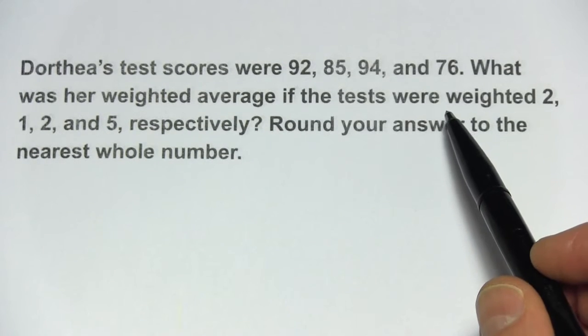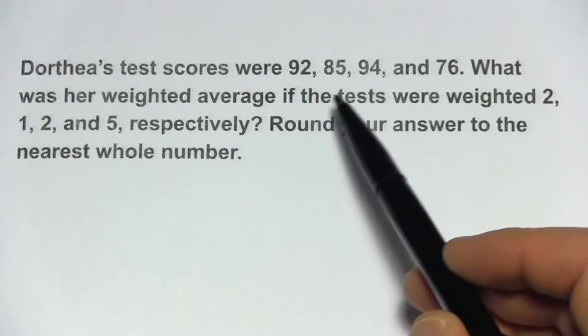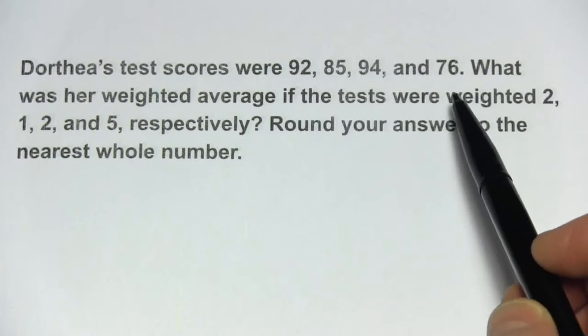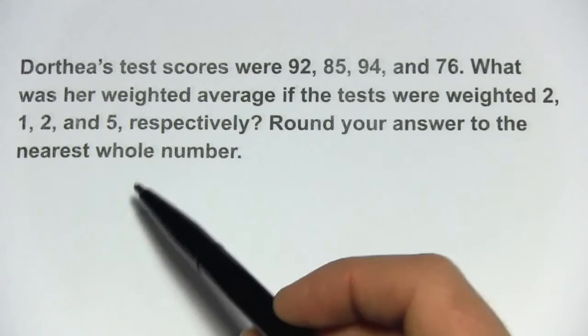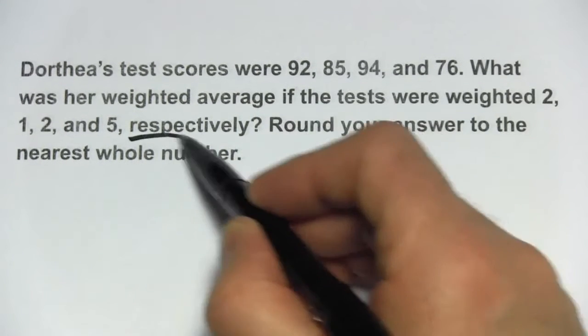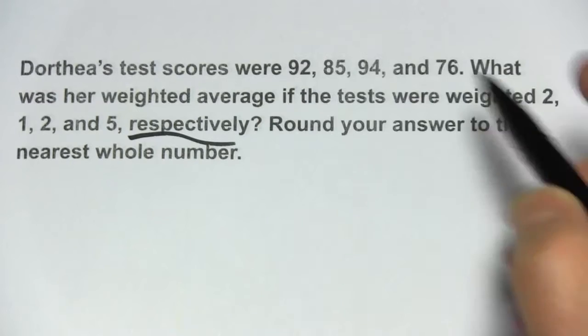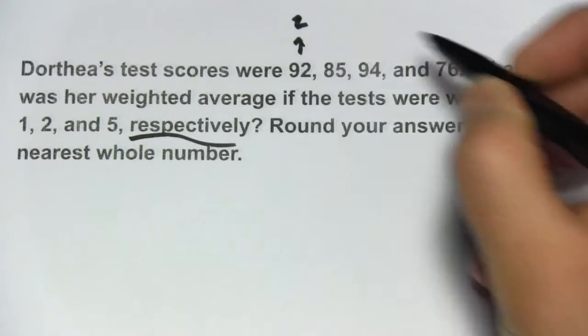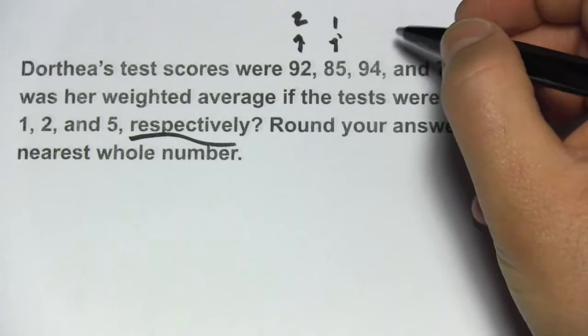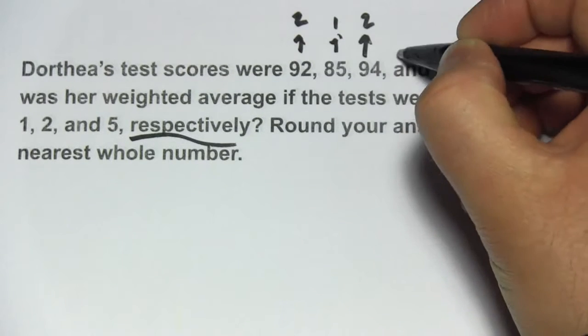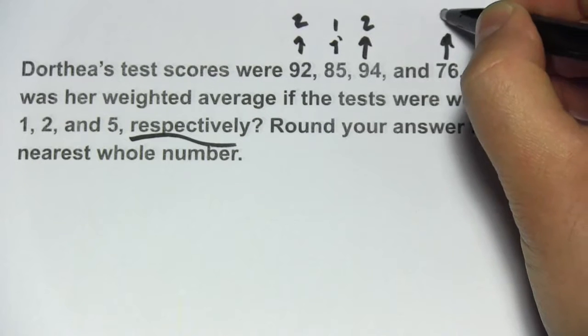Let's look at this particular problem. It says Dorothy's test scores were 92, 85, 94, and 76. What was her weighted average if the tests were weighted 2, 1, 2, and 5 respectively? So it just means they're in the same order. So if the 2 came first, this would be weighted 2, and then 1, and then 2, and then 5.